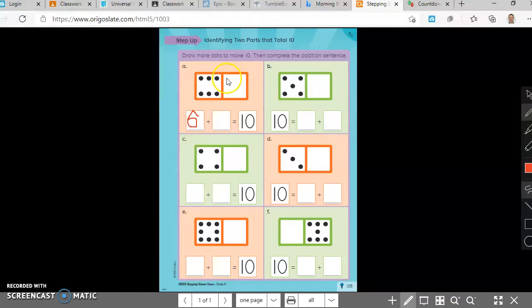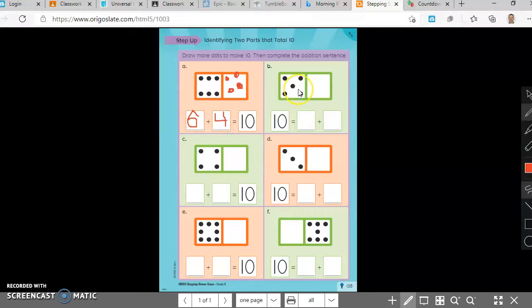Okay, 6, we can draw it here. 7, 8, it doesn't matter where you put them, you just put them in this box here. 8, 9, and 10. So we're drawing more dots until we get to 10, until we say 10. So how many more is that? This side has 4. So 6 plus 4 is 10.